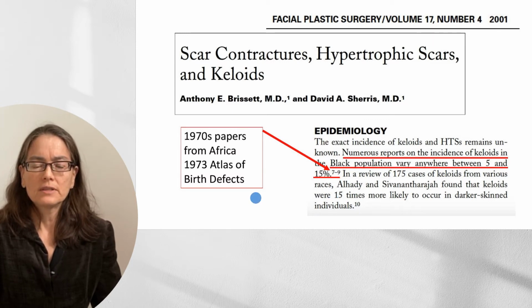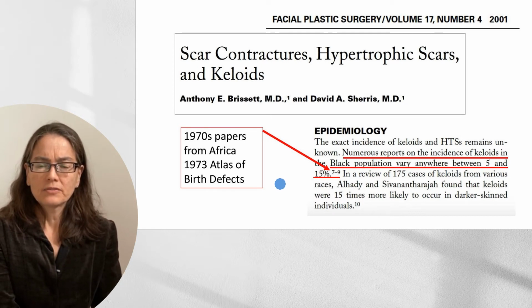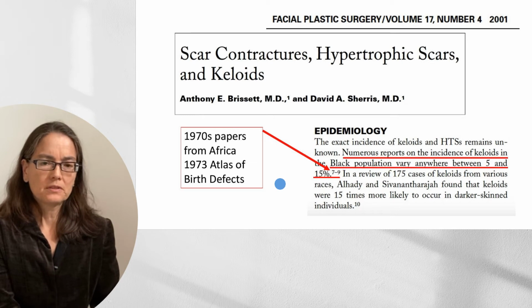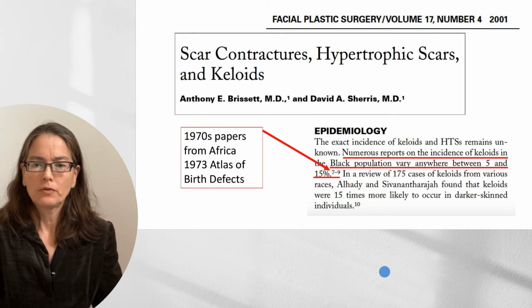The third article is a 1973 Atlas of Birth Defects, and as a physician, I'm not sure why birth defects would be so connected with keloids, which we see in terms of injury. I went as far as to put this in my online shopping basket, and I thought, no, that was a bridge too far even for me.